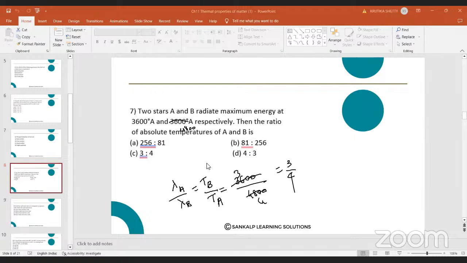Option C. Option C is correct here. It is based on Wien's displacement law. I hope this is clear to you. Let us go to the next question.